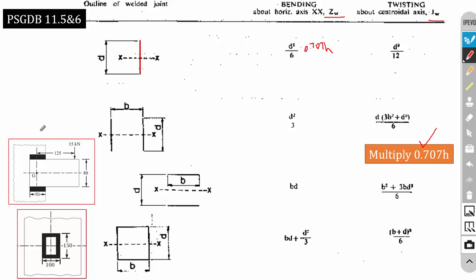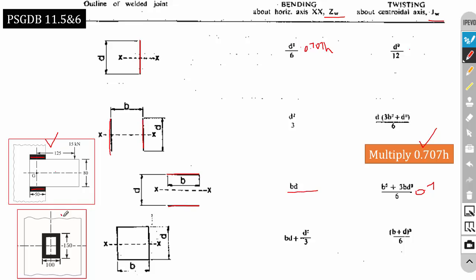Okay, fine. So this is an example I have considered. Here you can see that the weld is carried out as 2 lines. So you can refer to the data book. The 2 lines are in vertical direction, and here you can see that the welding is carried out in 2 lines and it is horizontal. So the Z equation for this region is BD into 0.707 H, and the J equation is B square plus 3 BD square divided by 6 into 0.707 H.